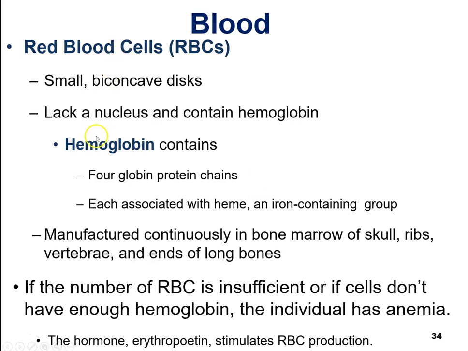These red blood cells are made continuously in the bone marrow. We talked about that red bone marrow when we discussed bone in chapter 31. We talked about the spongy bone, but also bone in the skull, the ribs, and vertebrae. Red bone marrow is there as well. Also, there's a hormone called erythropoietin, which stimulates red blood cell production. This is one of the hormones that was used in doping.